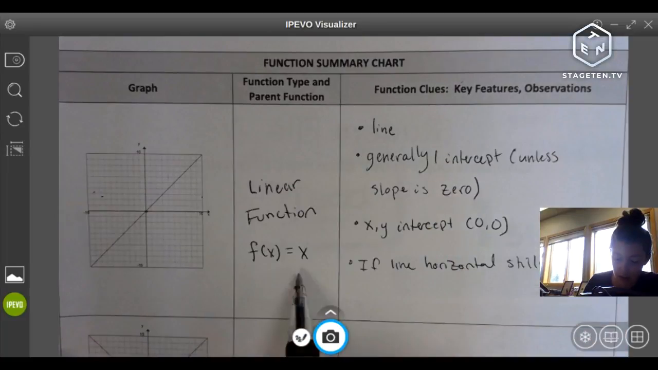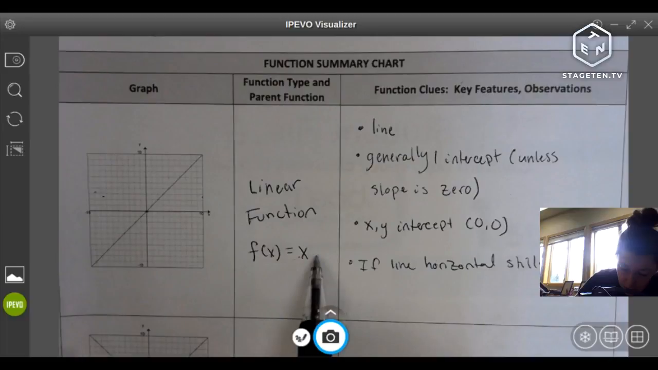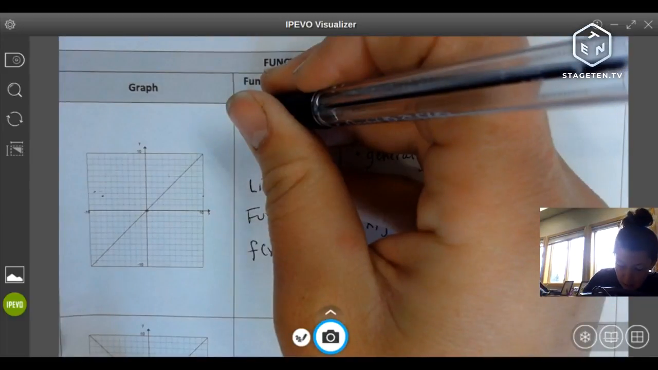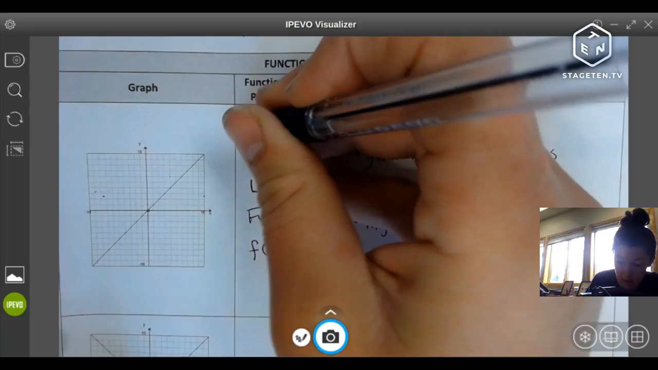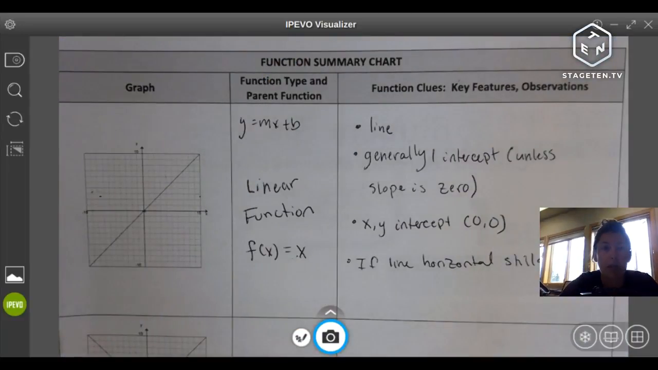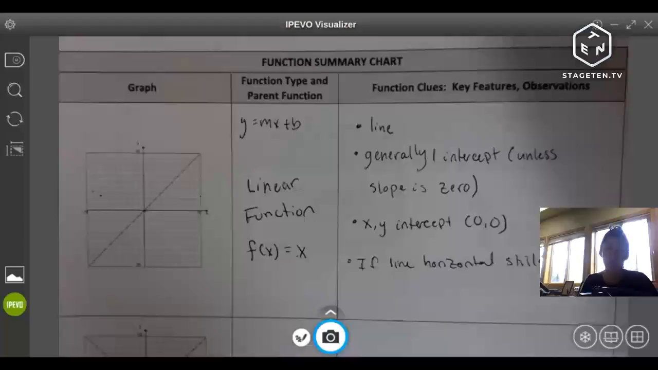So the parent function for this is f of x equals x, right? So here m is 1, and the y-intercept is 0. Just a little reminder: a linear function is y equals mx plus b, and here m is 1, b is 0. All right.